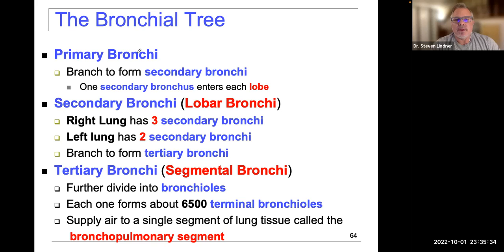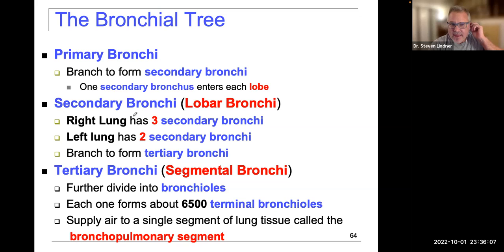So if we think back to the trachea, then you had that carina with the bifurcation. We then have the primary bronchi. And the primary bronchi are going to branch to form the secondary bronchi. Now, one secondary bronchus is going to enter each lobe. Then we have the secondary bronchi, also known as lobar bronchi.